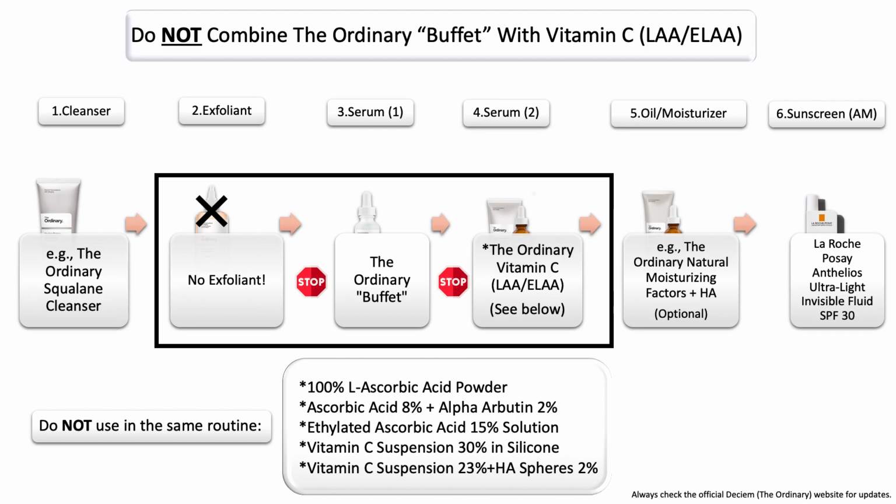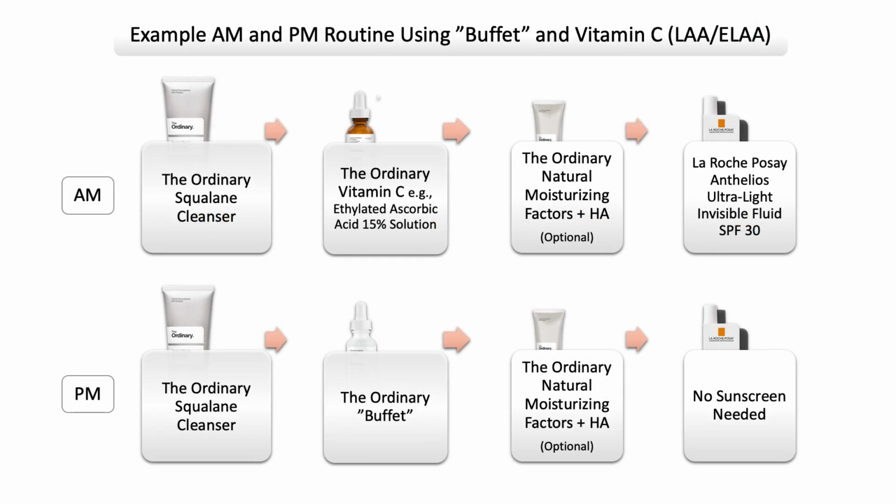Again, if you have Buffet as well as a pure or ethylated form of vitamin C at home, use them in separate routines. Please do not combine them in the same routine. And again, do not use an exfoliating acid in that routine as well. Keep them separate. This is what you have to remember. The Ordinary Buffet Serum has two conflicts which you have to remember, and this can help you set up your skincare routine.